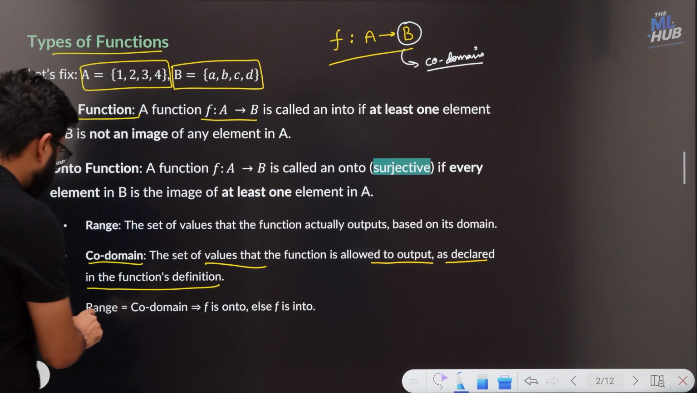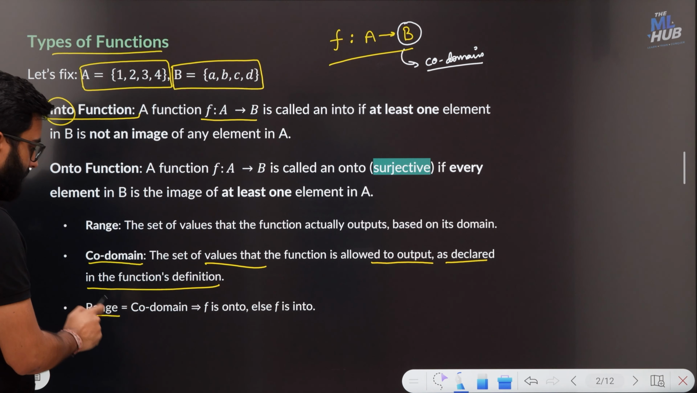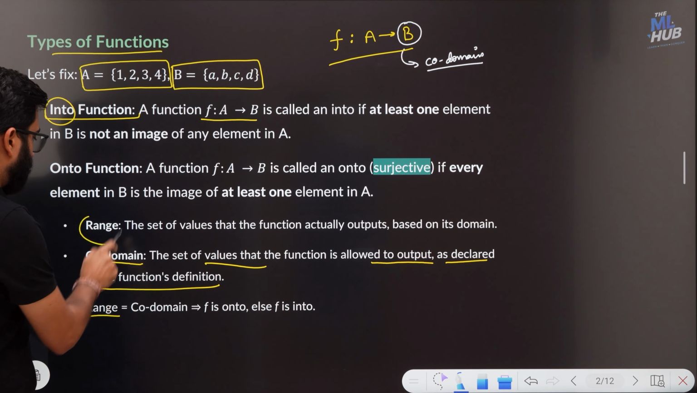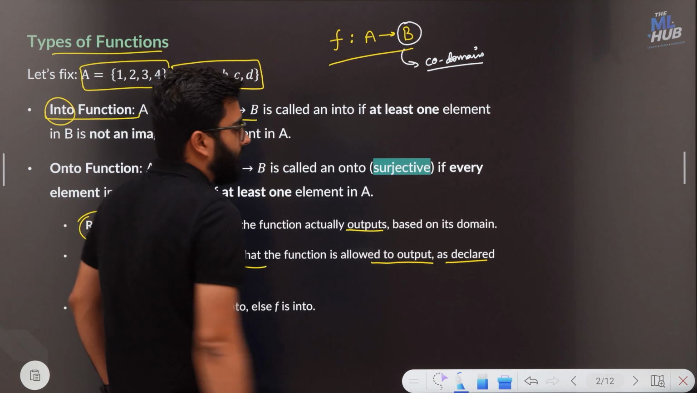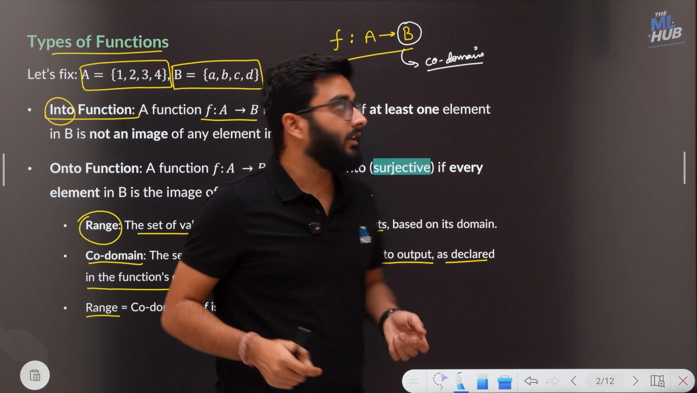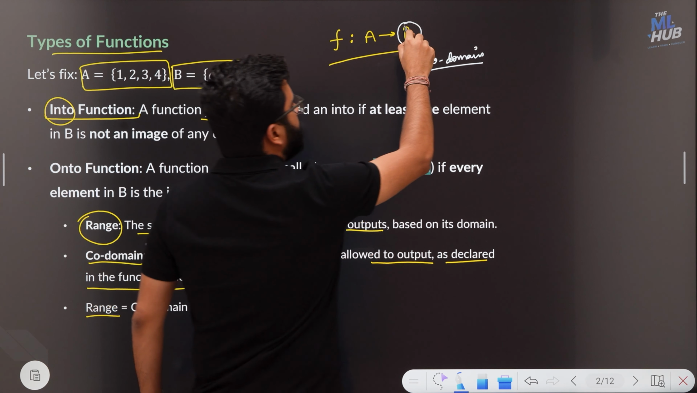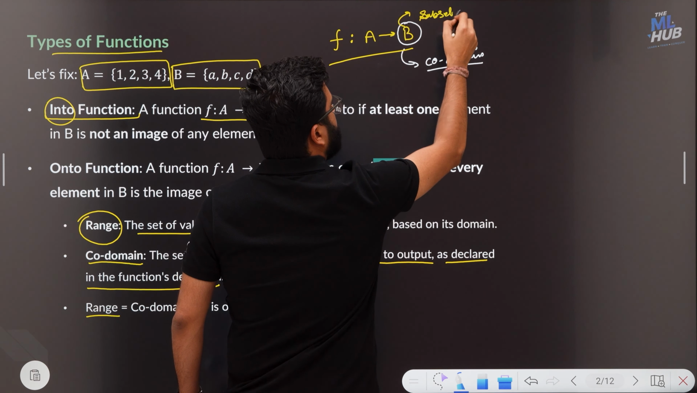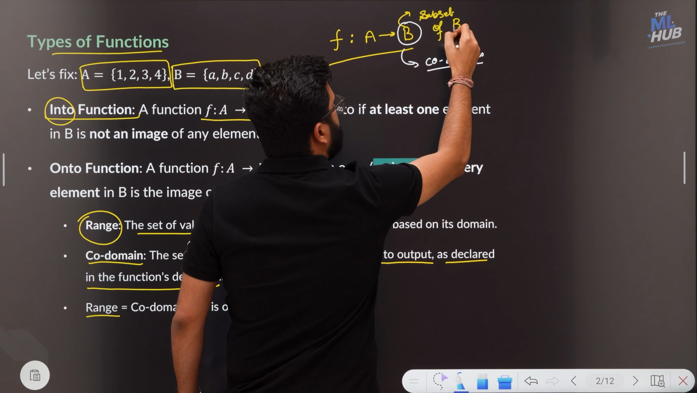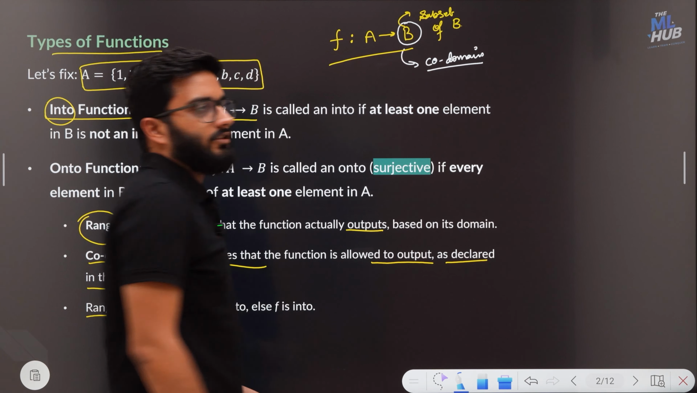But then what is the range? The range is the set of values that the function actually outputs. The set of values the function actually outputs might be a subset of B. That subset of B is the range.